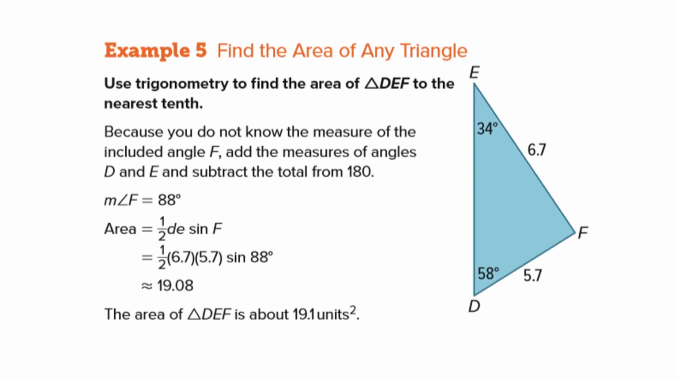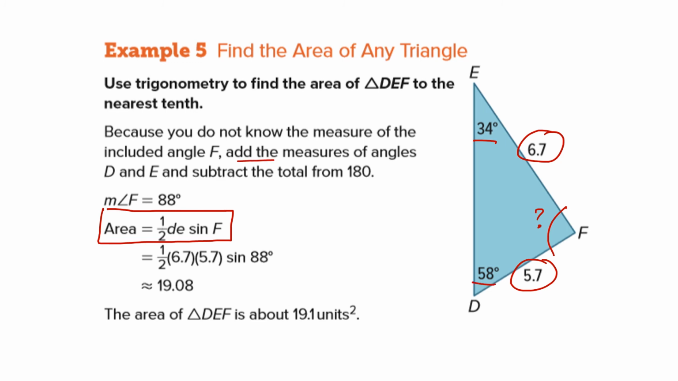Let's do one more question and let's see what is different here. So here you are given the two side lengths, but you are not given the included angle. That means we need this measure of angle F so that we can apply the formula of area, where we take the product of the two sides 6.7 and 5.7 and then the measure of the angle. Now think how you can find the third angle when two are given to you.